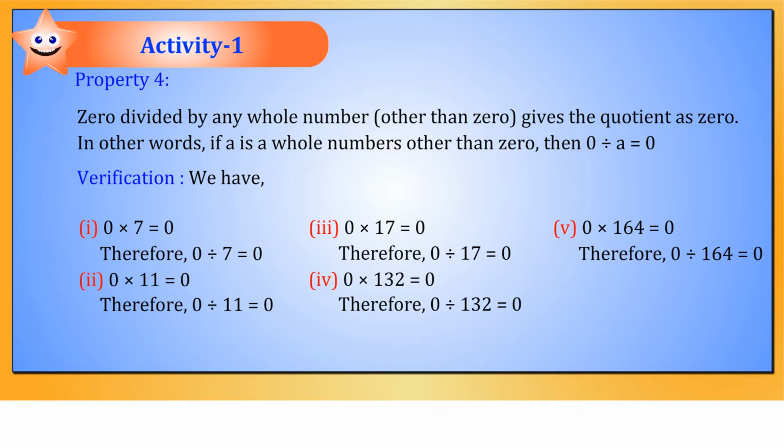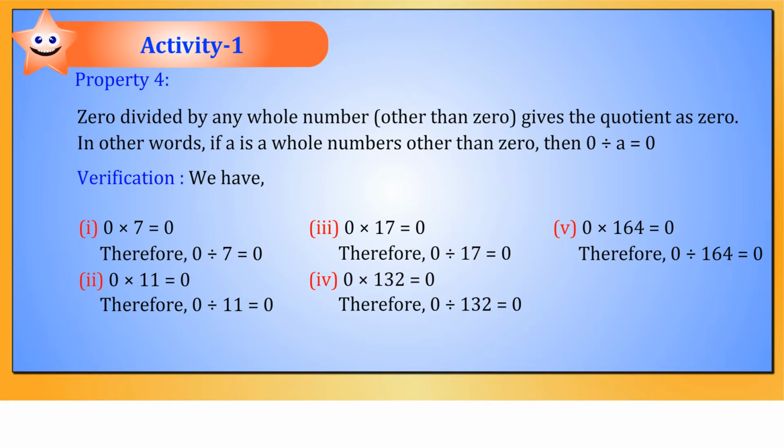Note, in order to divide 6 by 0, we must find a whole number which when multiplied by 0 gives us 6. Clearly, no such number can be obtained. We therefore say that division by 0 is not defined.